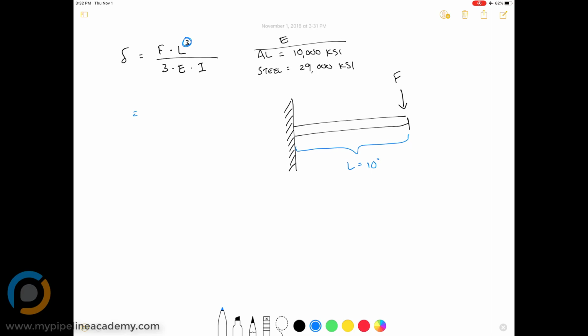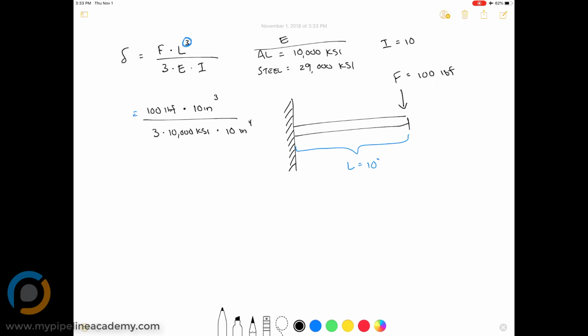Okay, so if we were to solve this equation here, what should we say F is? Let's say F equals 100 pounds force. So our deflection is 100 pounds force times 10 inches cubed, divided by 3 times, and let's say this is aluminum, 10,000 KSI times our moment of inertia. What do we want to say our moment of inertia is? I don't know, let's say our moment of inertia equals, we'll just say 10, to make life easy for us. And it's going to be length to the fourth, so let's say it's 10 inches to the fourth, right?